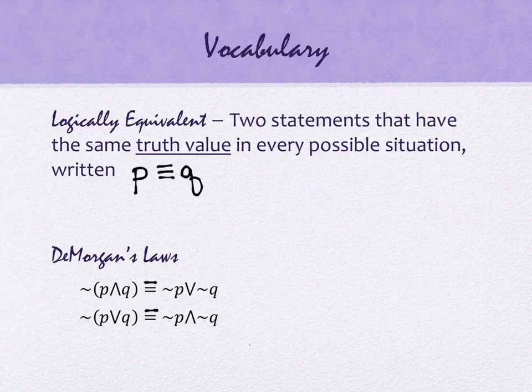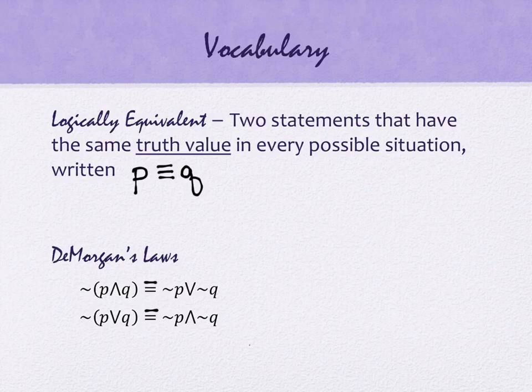So on the first one, you see a tilde on the outside of parentheses, and inside the parentheses it says P and Q. And then on the right-hand side of that, you see a tilde applied to the P, the and became an or, and a tilde applied to the Q. And you have almost exactly the same thing in the second situation. You have a tilde on the outside, you have P or Q, and then the tilde is applied to the P, the tilde is applied to the Q, and the or changes to an and.